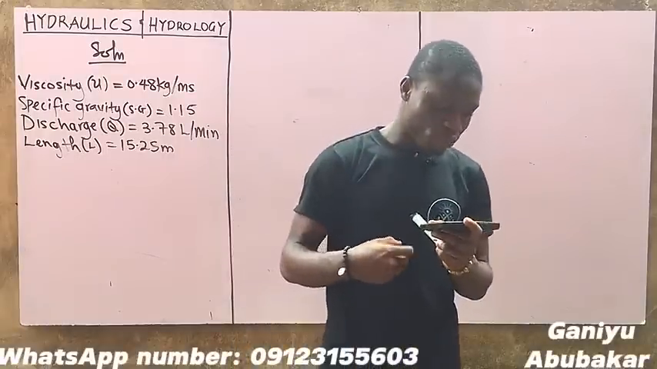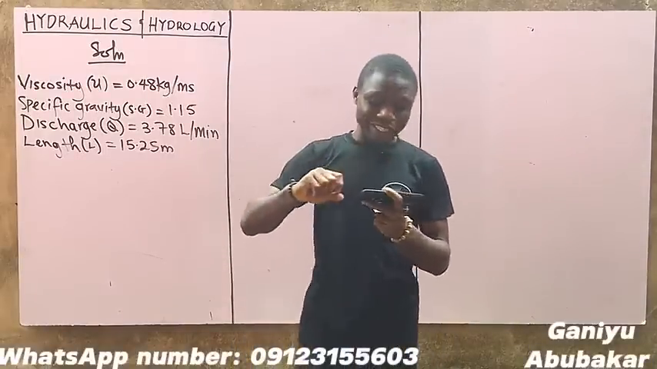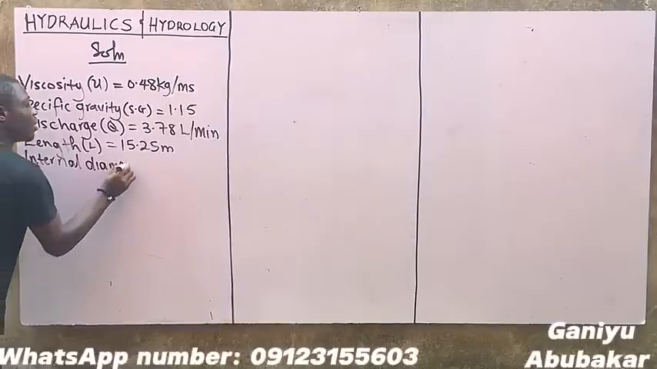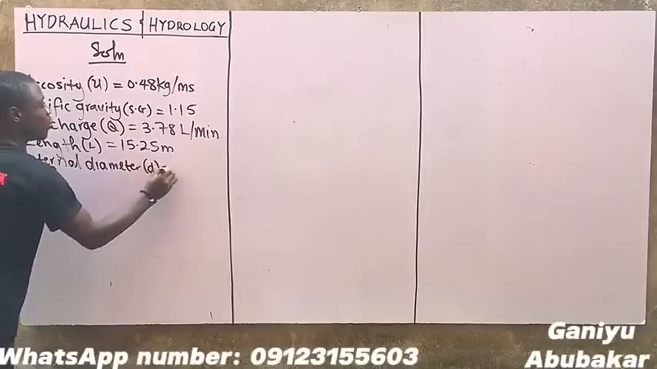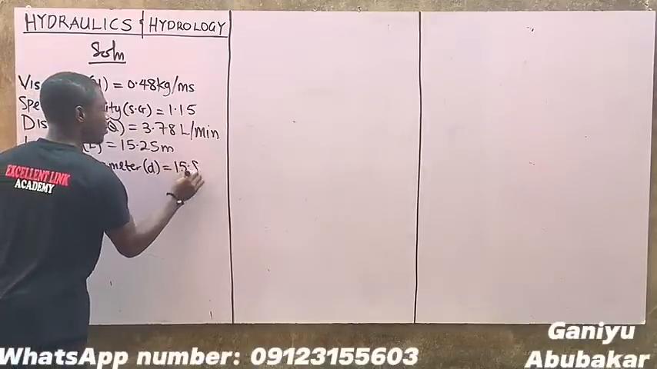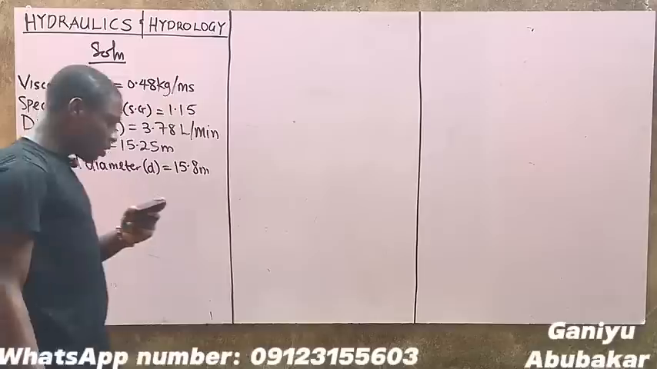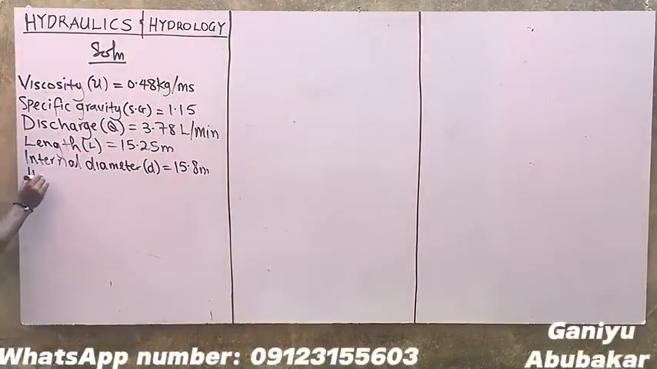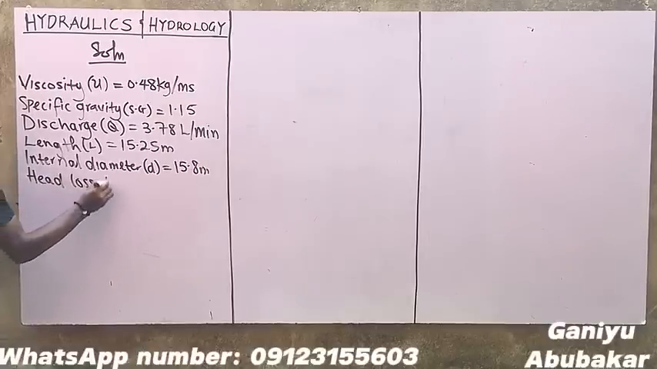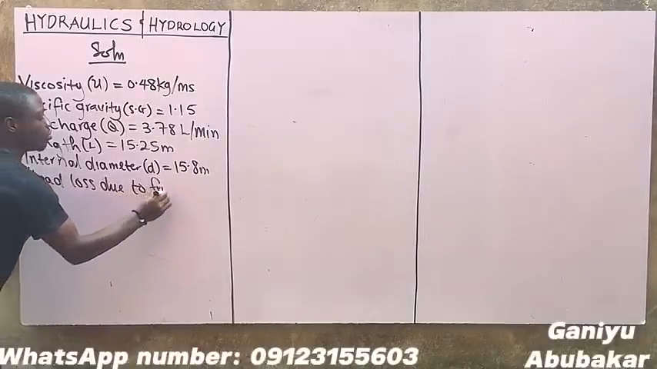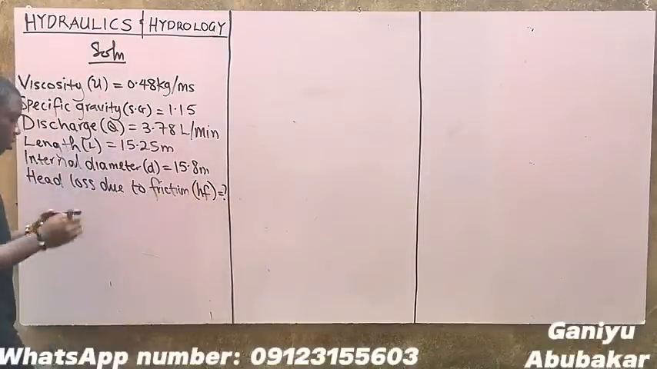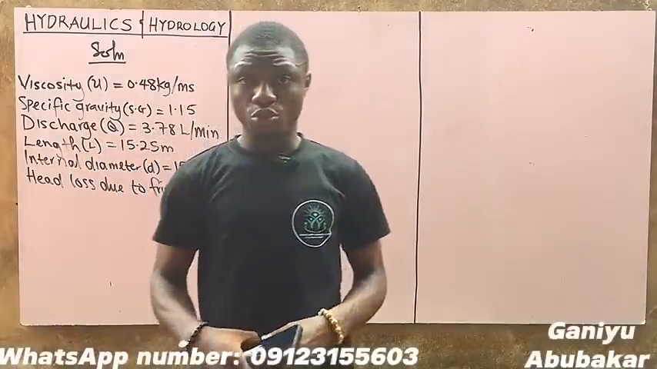A 15.25 meter pipe with a 15.8 millimeter internal diameter. So I'm given the internal diameter, that's D, equal to 15.8 millimeters. What is the head loss due to friction? That's the head loss, so I'm looking for head loss due to friction, HF, which is unknown.